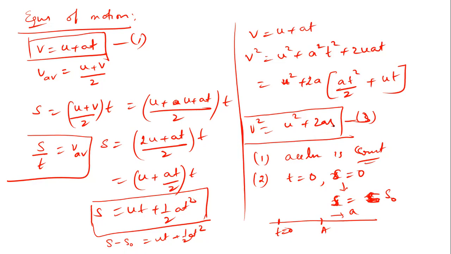You have to replace this S by S plus S naught. So you will get v square equal to u square plus 2a into S plus S naught. There's a bracket here. Is this clear? Okay, so we have seen equations of motion derivation from the first principles using the equation method.